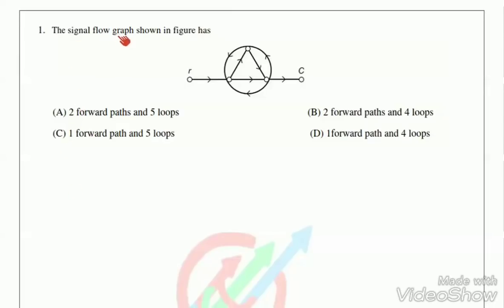The signal flow graph shown in the figure has how many forward paths and loops? First, we will see the basic definition of a forward path. What is a forward path? A forward path is a path in the signal flow graph that connects the input node to the output node without touching any single node or path more than once.